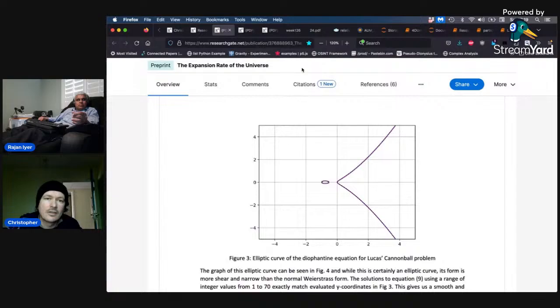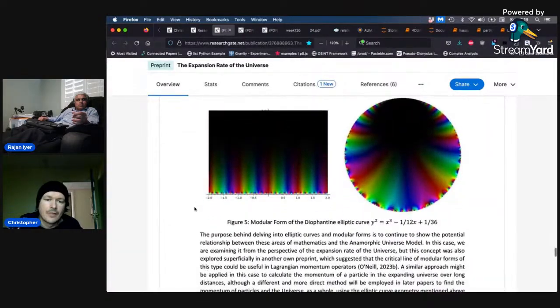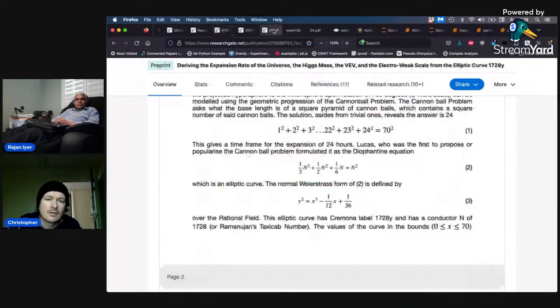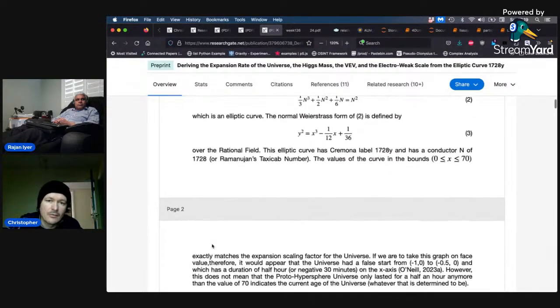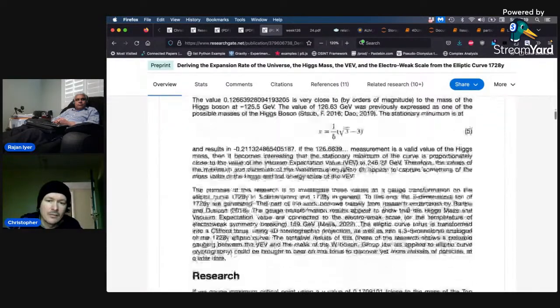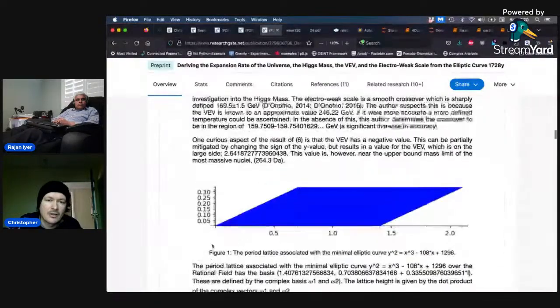But then we're also dealing with elliptic curves, so we can get the modular form of that, which turns out to be related to SU2. So it's interesting. So there's the normal Weierstrass form of this equation, the elliptic curve. And obviously there's a lot of properties to the curve.